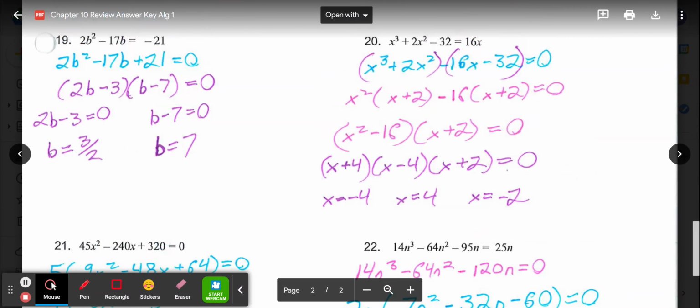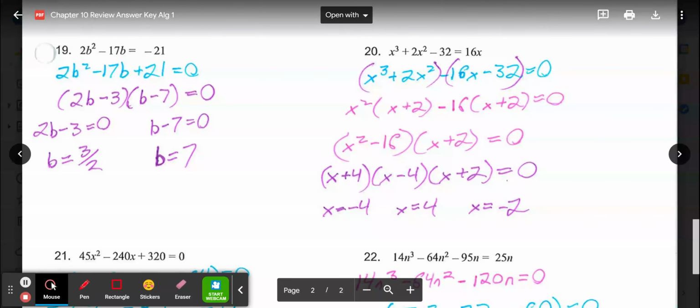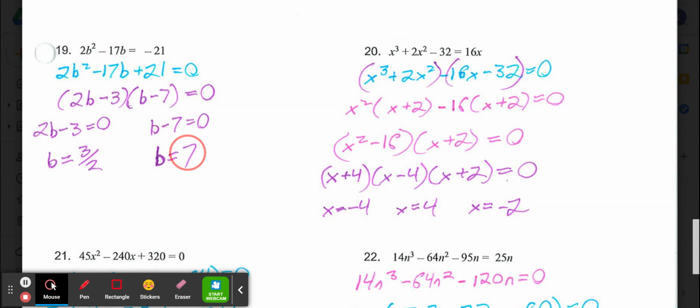Now down to 19 and 20. Again, we want to make sure it's equal to 0 to start. So in 19, I need to add 21 to each side, and I have 2b squared minus 17b plus 21 equals 0. Factor the 2b squared minus 17b plus 21, and that becomes (2b minus 3)(b minus 7). Set each one of those binomials equal to 0. 2b minus 3 equals 0, so we add 3 and divide by 2, meaning b is 3/2. b minus 7 equals 0, so add 7, b equals 7.